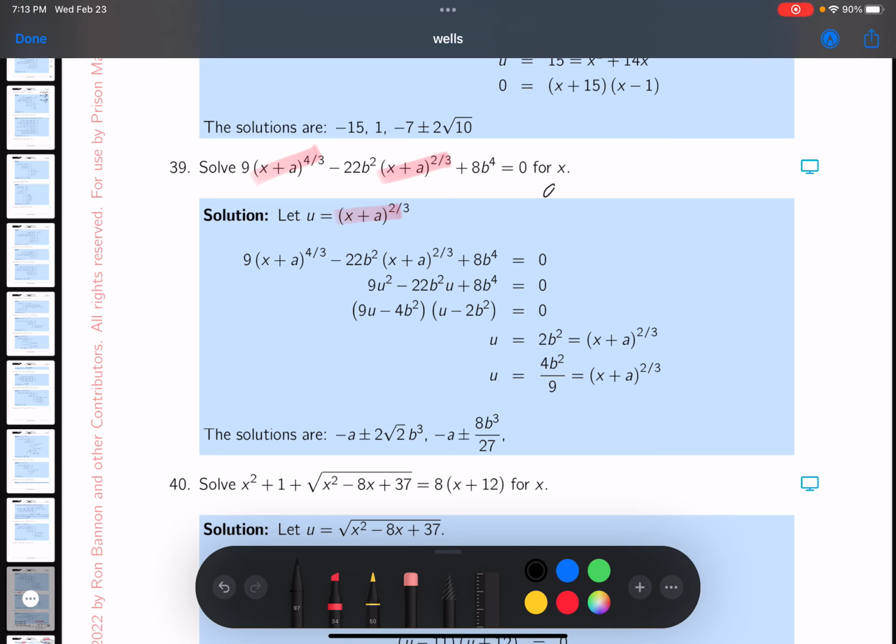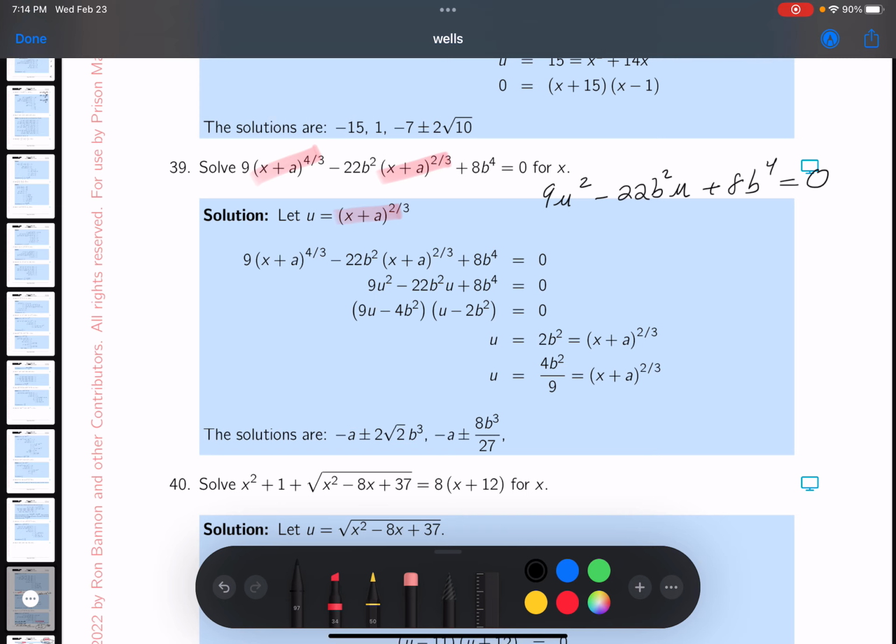And what would I be seeing? I would see 9u squared minus 22b squared u plus 8b^4 equals 0. Now, by the way, that could be a really tough thing to deal with, but I'm looking at it, and it sure does look doable.